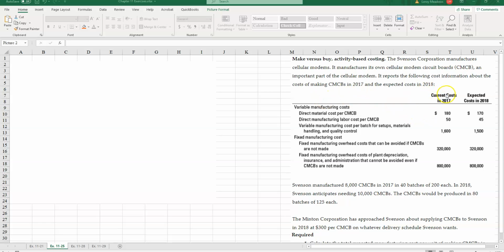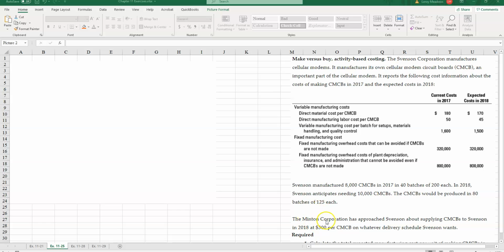We're given the current cost of 2017 with the different types of costs on the left, and then the expected cost in 2018. Svensson manufactured 8,000 CMCBs in 2017 in 40 batches of 200. In 2018, Svensson anticipates needing 10,000 CMCBs. The CMCBs will be produced in 80 batches of 125 each.